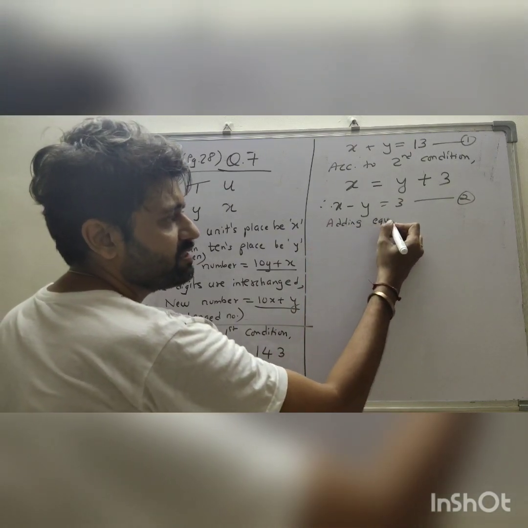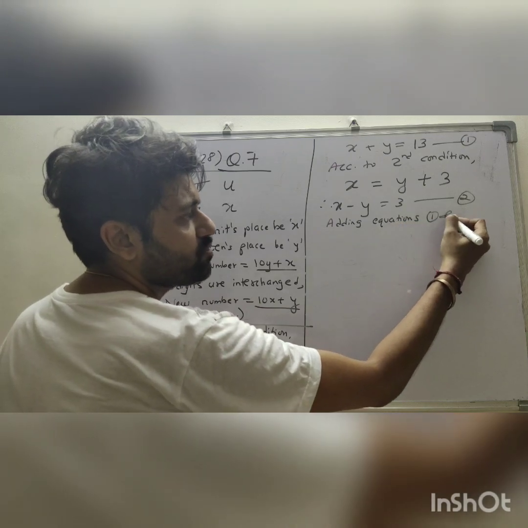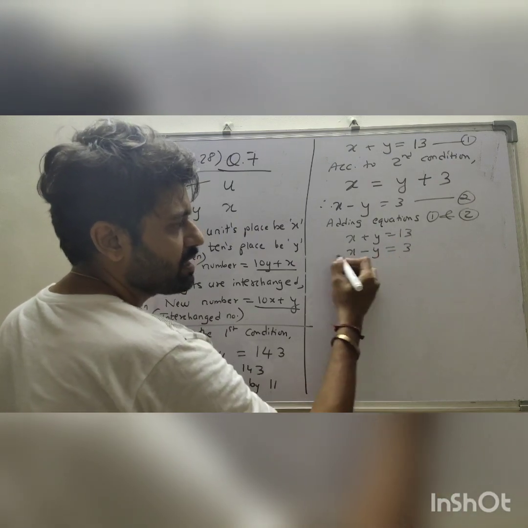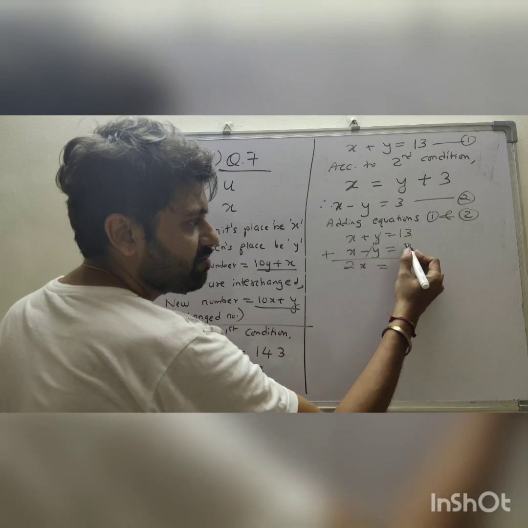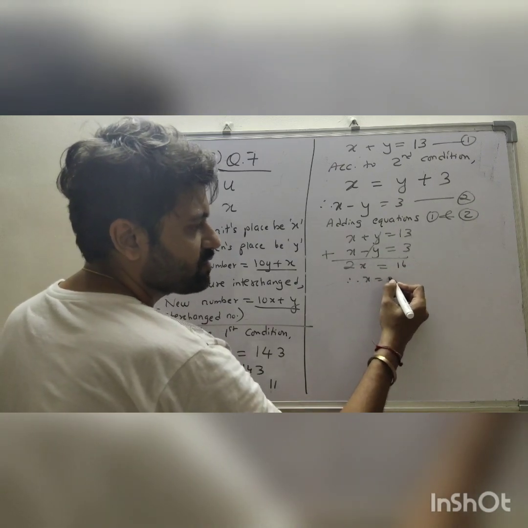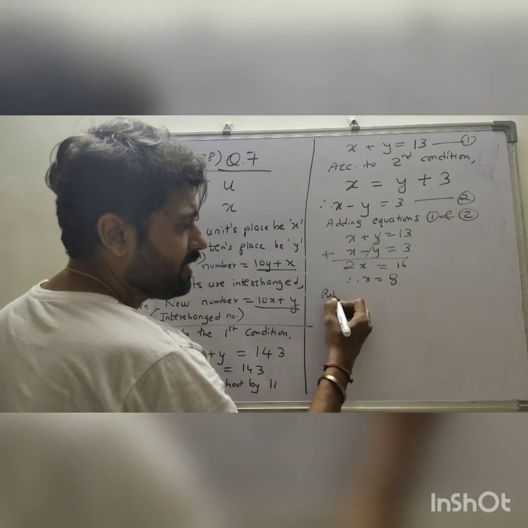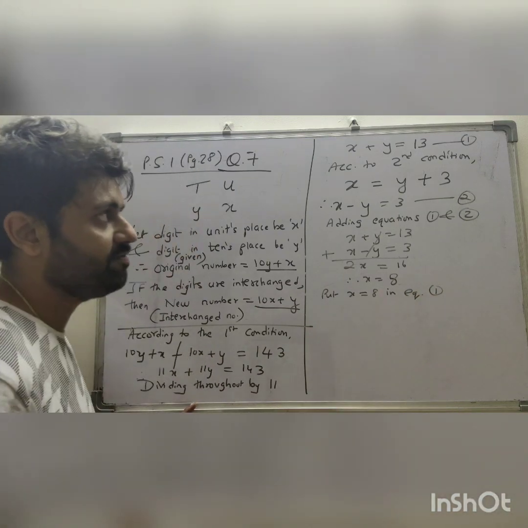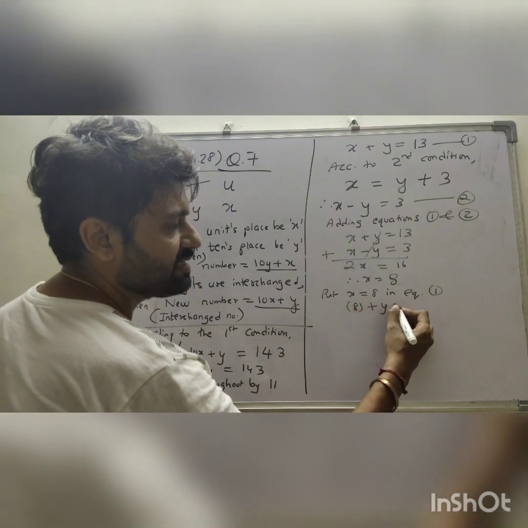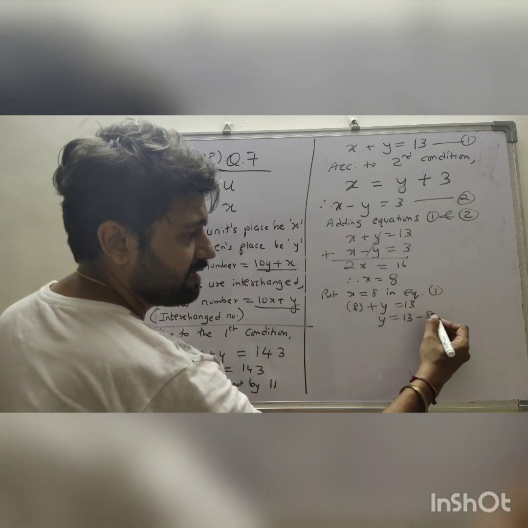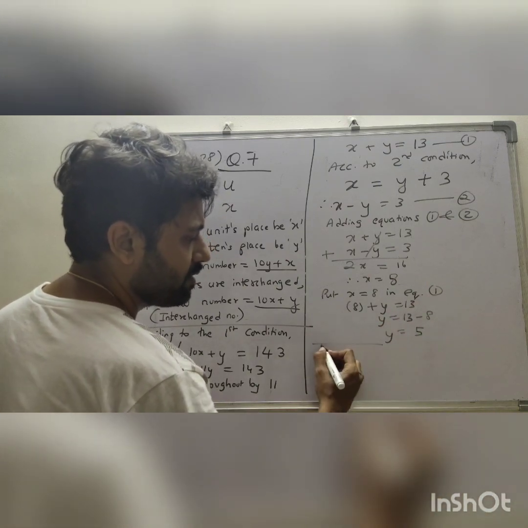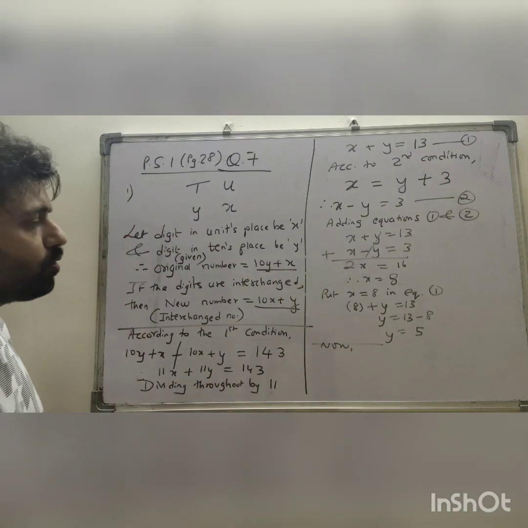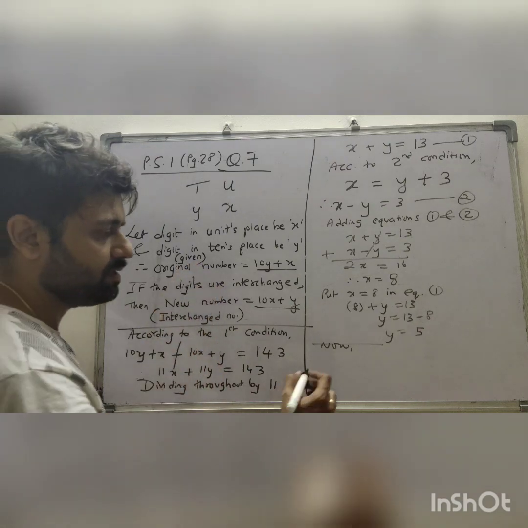Adding equations 1 and 2, we get x plus y is equals to 13, x minus y is equals to 3. On adding, we get 2x is equals to 16, x is equals to 16 upon 2, that is 8. Putting x is equals to 8 in equation number 1, we get 8 plus y is equals to 13, y is equals to 13 minus 8, y is equals to 5. Now, after finding the value of x and y, they are asking us to find the original number. The original number is also called the given number.